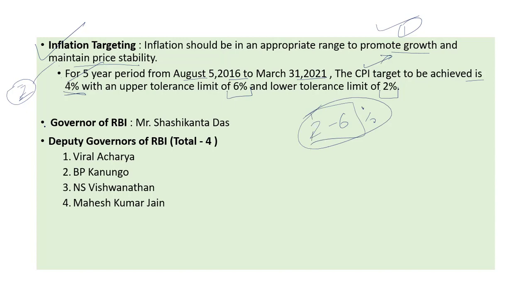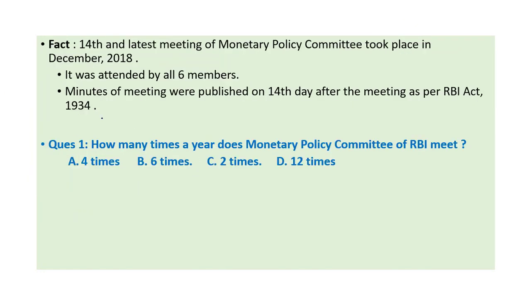Okay. Now, the Governor of RBI, Mr. Shaktikanta Das. These are the 4 deputy governors. Important. Please remember the names: Viral Acharya, BP Kanungo, NS Vishwanathan, and Mr. Mahesh Kumar Jain. Then, fact: the 14th and latest meeting of the Monetary Policy Committee took place in December. It was attended by all the 6 members, and the minutes of the meeting were published on the 14th day. So this point is important, guys.